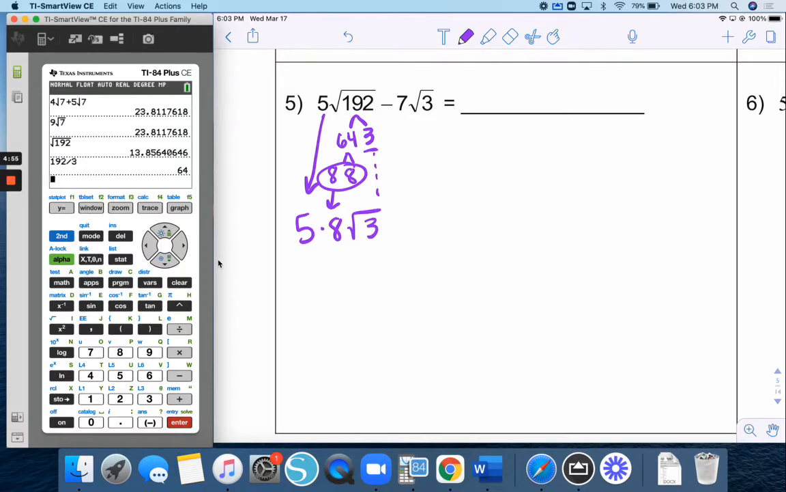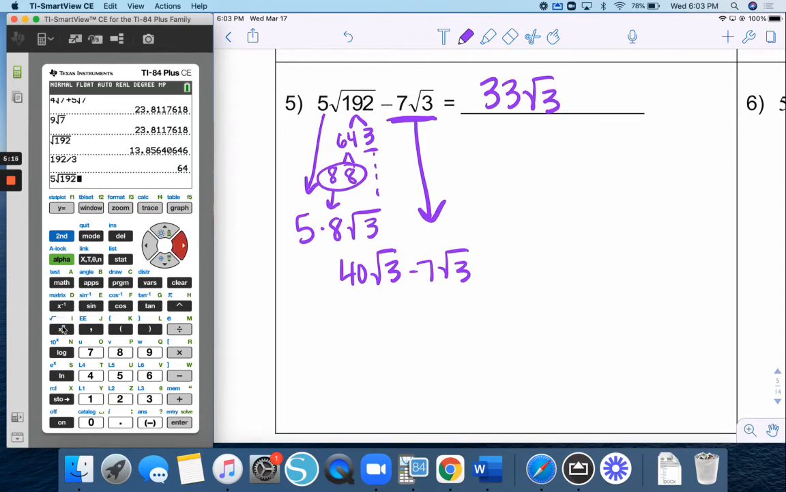So we really have 40 square roots of 3. And then I'm going to bring this down like I see it. So minus 7 square roots of 3. And then 40 minus 7 is 33 square roots of 3. And again, if you feel like that gets a little complicated, double check your square roots, what you start with, and then what you end with. And I have the same ugly decimals. So again, I'm just breaking down the 192.